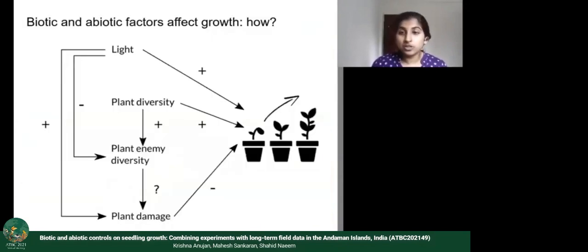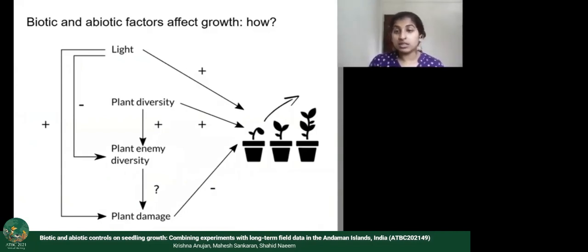For this work, I look at the growth of tropical tree seedling communities. Seedling growth is understood to be affected by both biotic and abiotic mechanisms, but the relative influence of each of these is poorly understood. Light is an important microclimate condition that affects the rate of growth of tree seedlings. Further, plant diversity is known to increase seedling growth. However, plant diversity is also known to increase plant pathogen and herbivore, or plant enemy, diversity, and how this affects plant damage is not entirely clear.